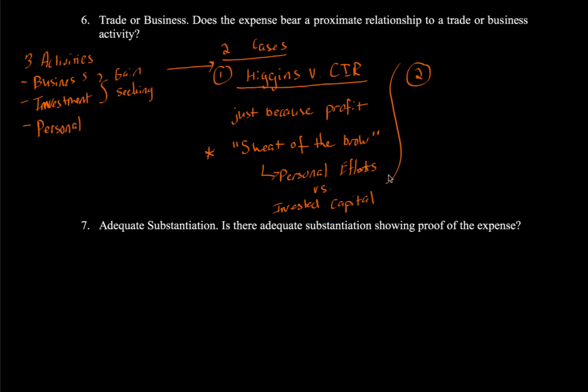Let's say that you own a lawn mowing business and you are actually out there mowing the lawn day to day. Well, that mowing of the lawn, the personal efforts, seems to be more trade or business versus invested capital. If you're a limited partner in a lawn mowing business, but you don't do anything with respect to the business, you're just investing money. You're investing capital so that the business can grow. That seems more like an investment activity. That's really what the Higgins case focused on.